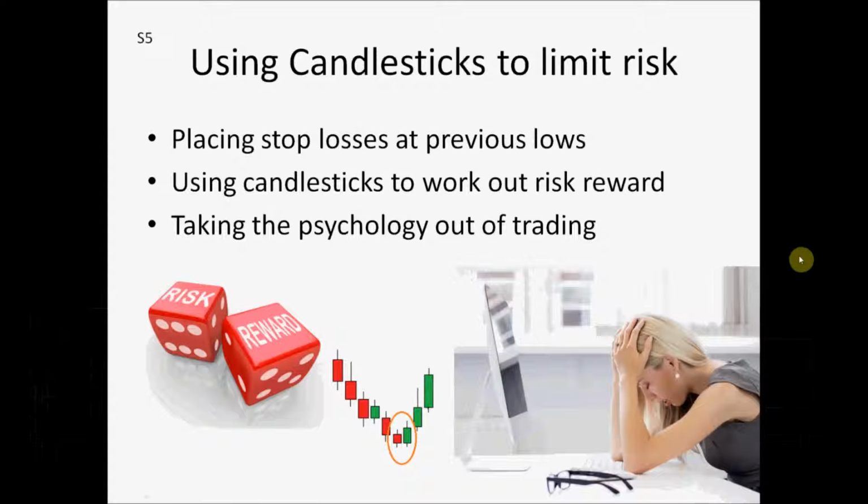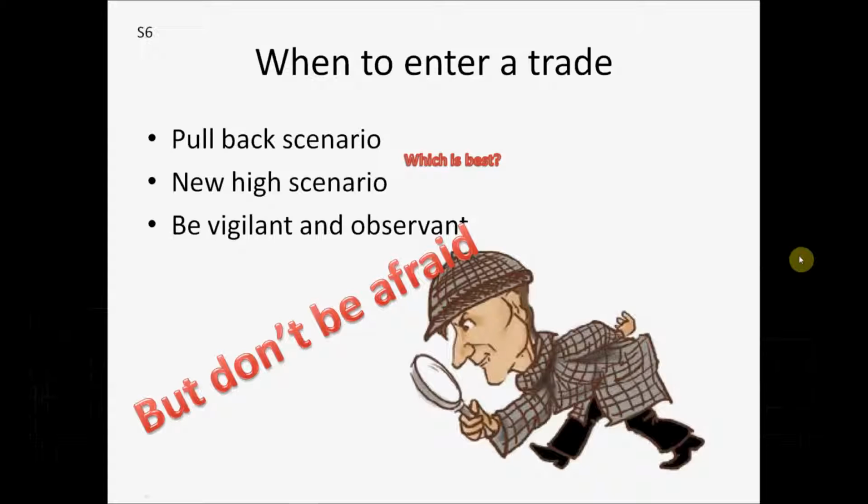Using candlestick patterns to limit risk, we know that we can take the psychology out of trading by using those areas of candlestick patterns to place our stop losses and to be able to work out our risk reward ratio with quite easy philosophy. We know that pullbacks is the best scenario, although as long as we can get risk reward ratio, a new high is still available to us. But we also have to be vigilant and observant to support and resistance areas that are around us. But above all, don't be afraid to take the trade.